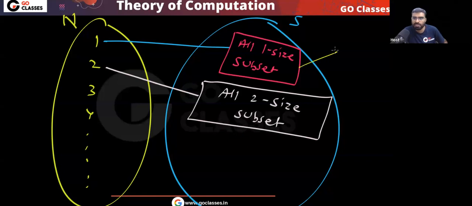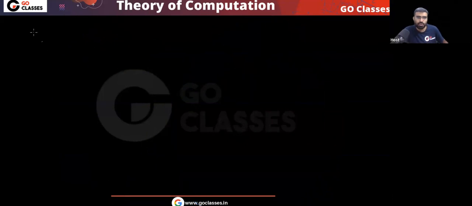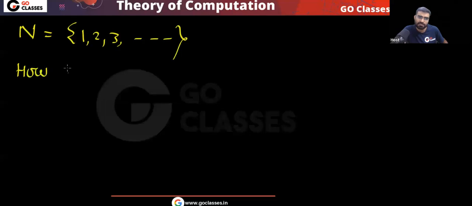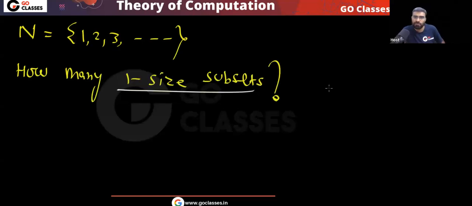No, no, no, no. This is infinite. How many one-element subsets are there? A simple question. You have this n, and you already know. How many one-element subsets can you create? That is infinity. Yes or no? Infinite.